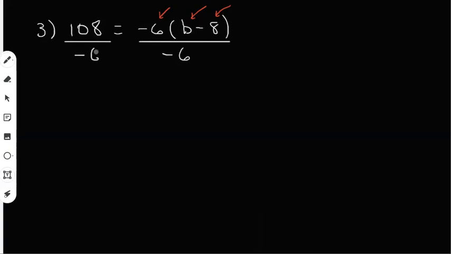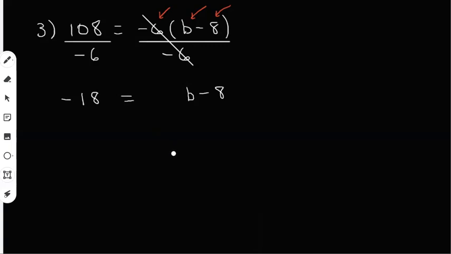So I divide both sides by -6. Once I do that, the -6 cancel out over here, and the b minus 8 is going to come down. And since there's nothing on the outside anymore, I don't need to use parentheses. Over here, I have 108 divided by -6. That is going to be -18.